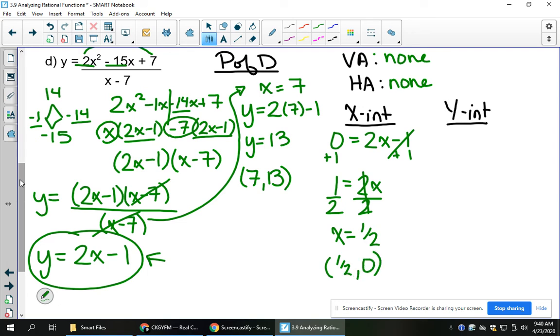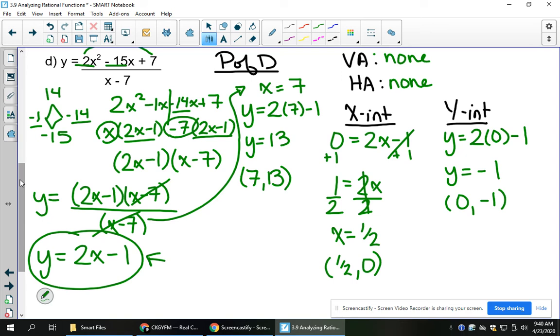X-intercepts have a y value of 0. My y-intercept I can actually see from slope y-intercept form right away if I remember Math 10C. If I don't, I make x 0 and I evaluate and I get a y value of -1.